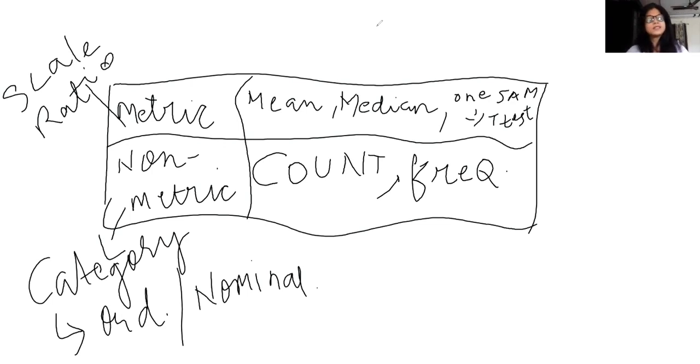And with this, there is one more type of statistic, which is sigma. What is sigma? The sum. Everybody has studied it in maths and statistics in secondary school. Sigma is the sum, which is the total. So when your data is univariate and there is a metric level of measurement, you can use mean, median, sigma, and t-test. Now, only one sample t-test. And when it is non-metric, you will be using count and frequencies.